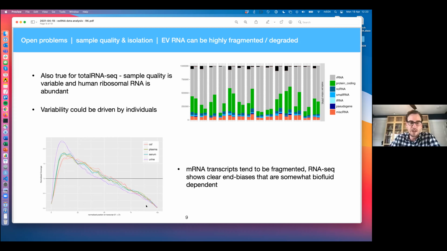We can see here, if you look at each transcript normalized to bins of 1%, that most of the signal in the preps we were looking at was heavily 5' biased, and that this was biofluid dependent. So urine tended to be more fragmented than plasma and serum, and actually CSF does best on this, surprisingly.